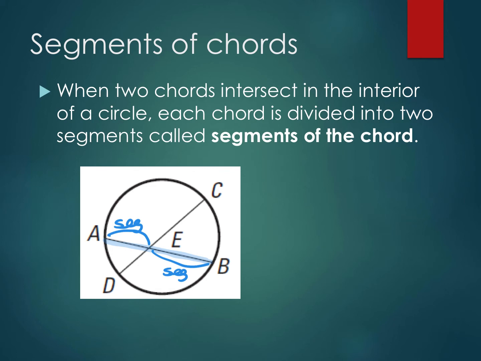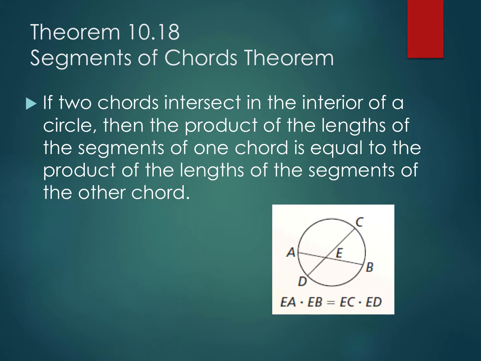Then I also have chord CD here, and it also gets broken up into two little pieces. So we've got four little segments when two chords intersect. Next, we're going to talk about finding the lengths of these segments, or maybe even finding X.